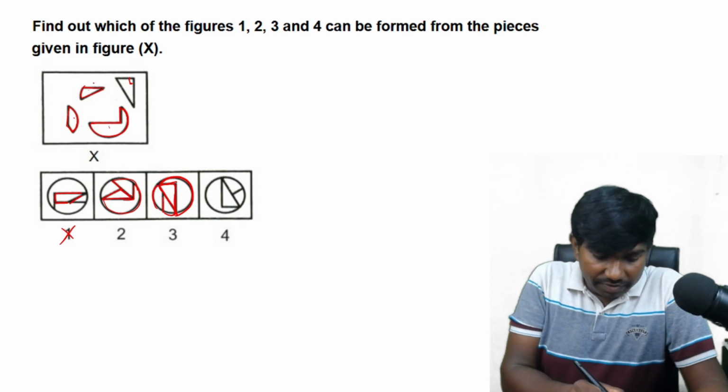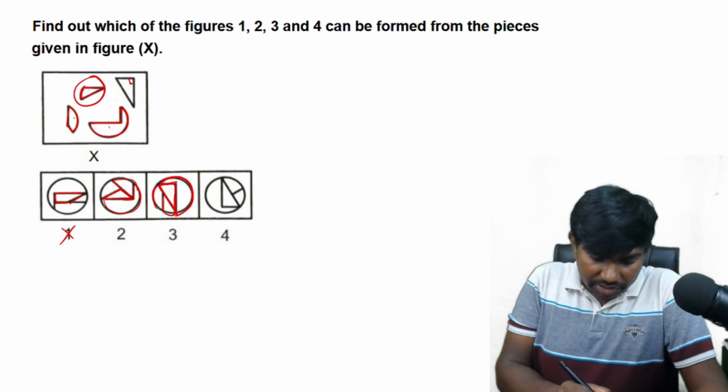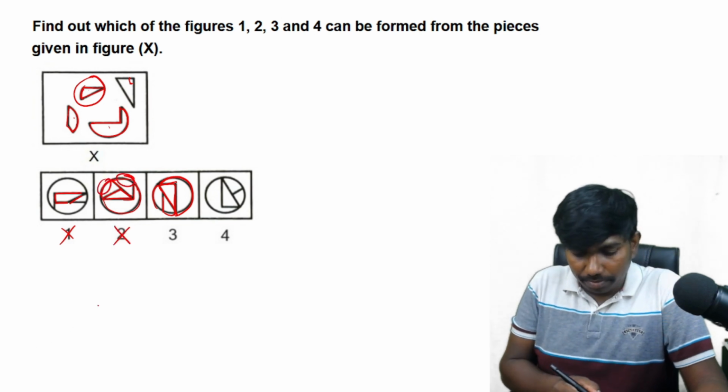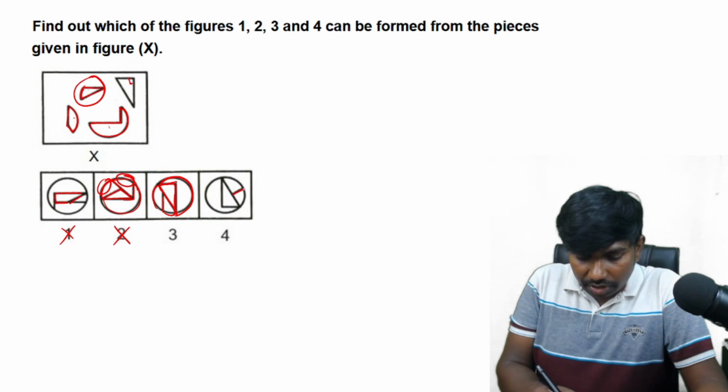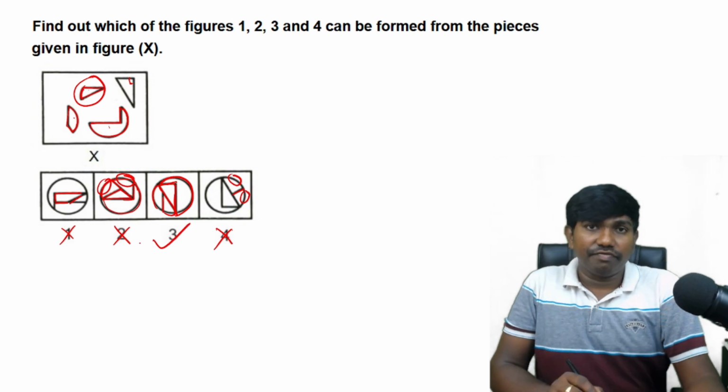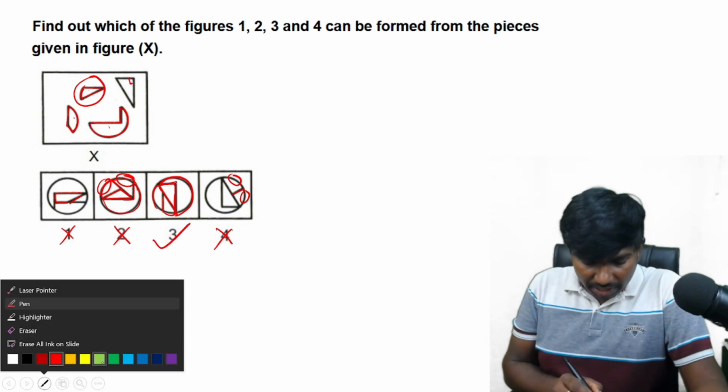See, for this figure, there is less curved part. But see, here also there is a larger curved part, and here also there is a larger curved part. So that means it cannot be. And here also, it's almost equal curved parts. Okay, so it also cannot be. Answer is figure 3. One part is having small curved part.